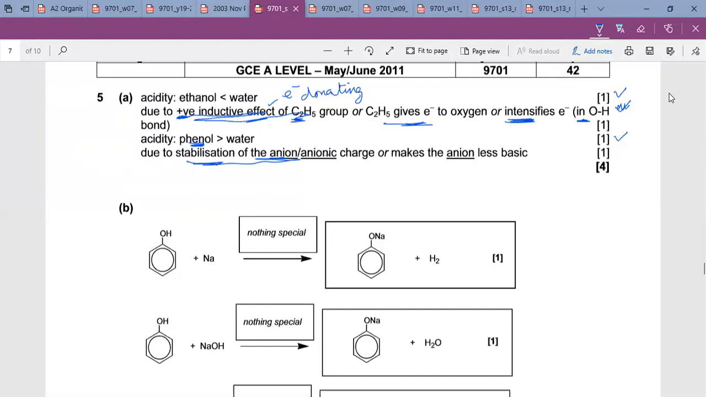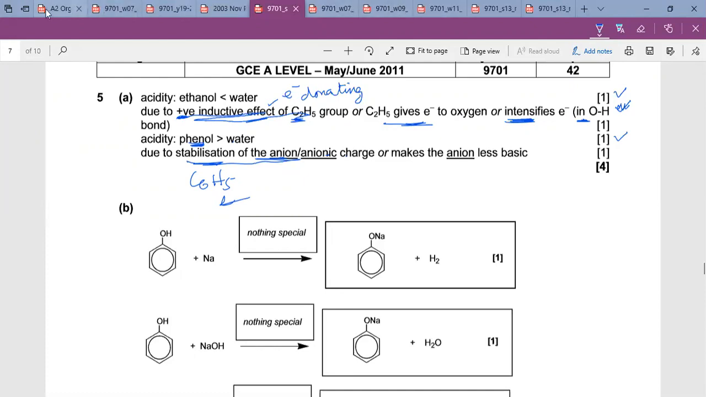Because if you withdraw electrons, that means less charge. If the C6H5 withdraws electrons, the charge is less, which means it will stabilize it. So either way you can use. You can take a picture of this and explain to yourself later, or you can look at the video again.